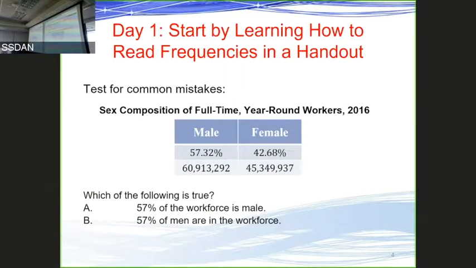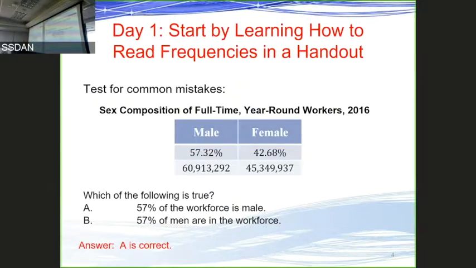Who would say A? Oh, I've got a shy class, and no one says anything. Okay, well, the answer is A. Okay, 57% of the workforce is male. And this is actually subtle, and students will get screwed up with this. They'll tell me, less than half of women are working. Like, no, less than half of the workforce is female. Okay, so that's really important to look at and talk about, just so they understand that.